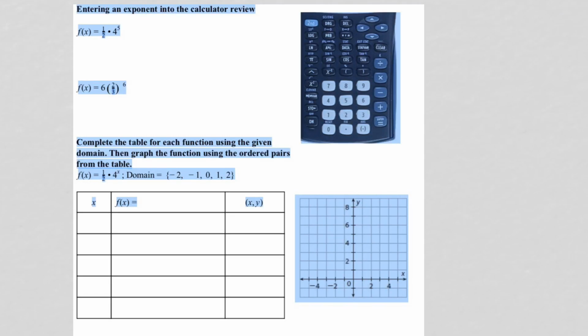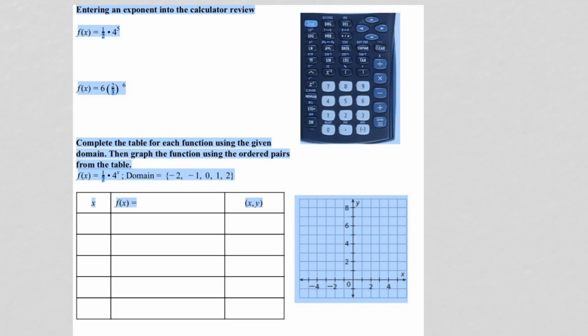So we've had some experience how to do this before. If I wanted to write 1/2 times 4 to the 5th into my calculator, I would take some parentheses and do the 1 divided by 2 part, and then I'd hit the multiplication symbol, and then I'd hit 4, and I'd use that little up arrow symbol to the 5th power.